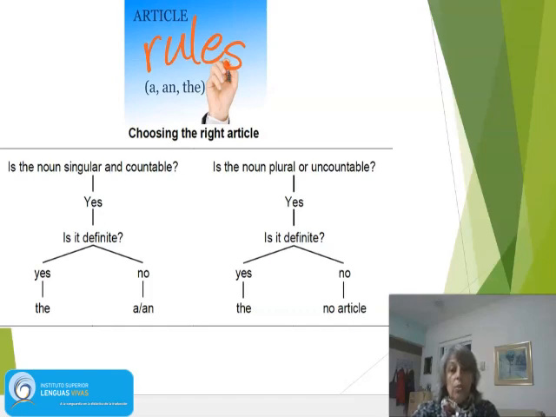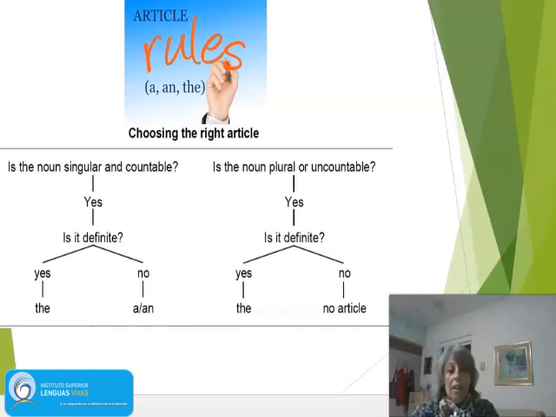The first question we read is: is the noun singular and countable? If the answer is yes, the second question is: is it definite? If the answer is yes, you use the. For example, can you return the book I lent you? The book is definite because it's specific. Both the speaker and the listener know which book they are talking about.